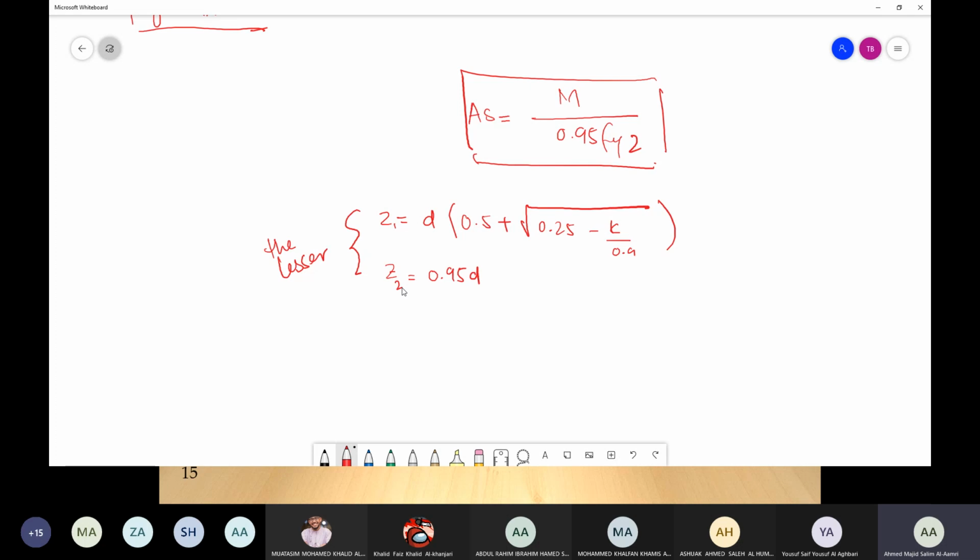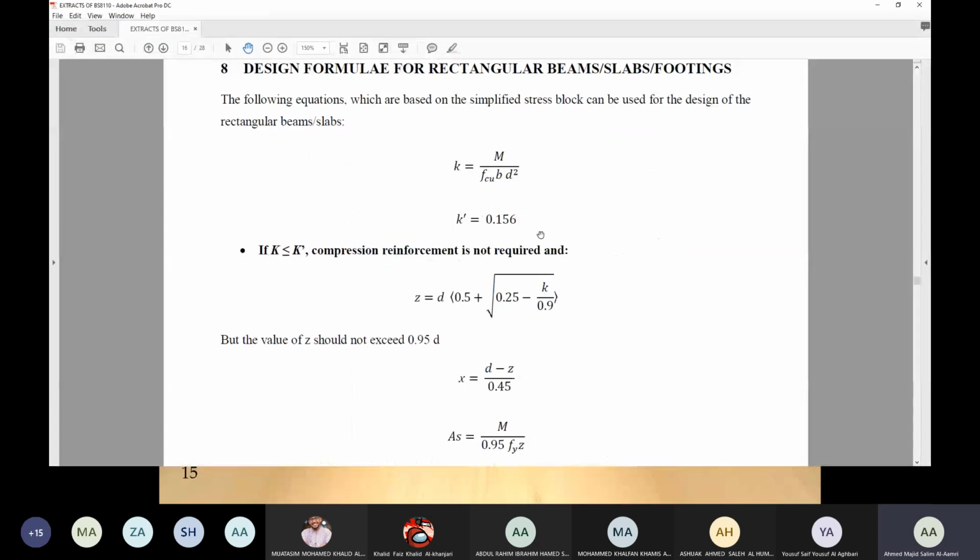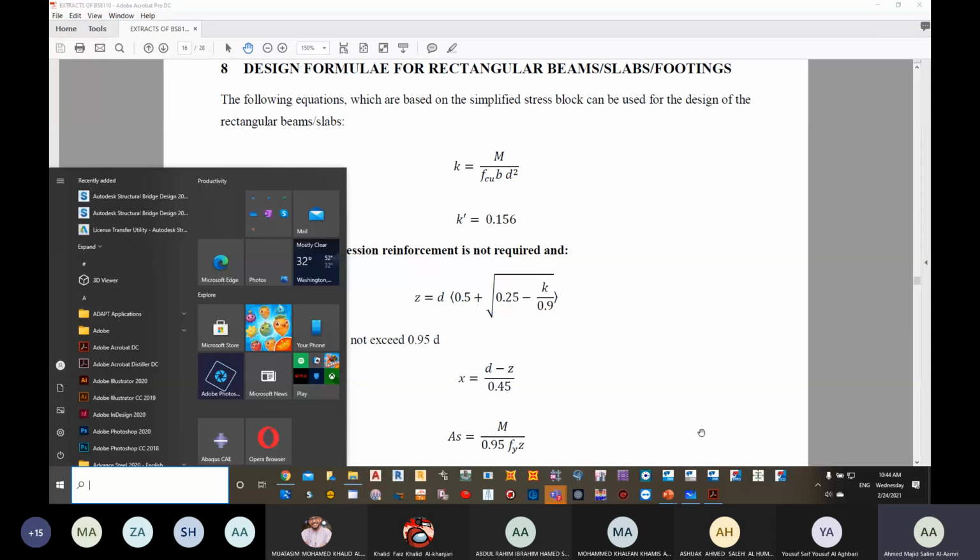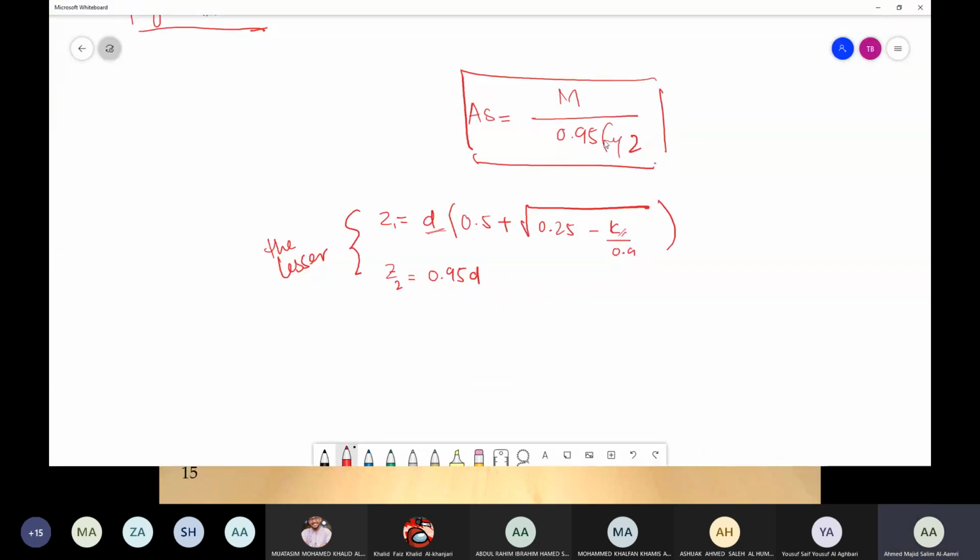Okay. Now you can see, can I calculate Z1? You can see D, you have already calculated it. The only thing remaining for you is K. So I need to calculate K in order for me to calculate Z, in order for me to calculate AS. Once again, we'll go to the BS code, and you will see that there is an equation for K, which is M divided by fcu bd square. And once again, all of these things we have taken earlier. So K is equal to M divided by fcu bd square.